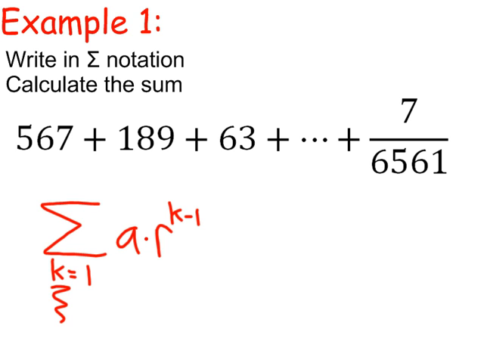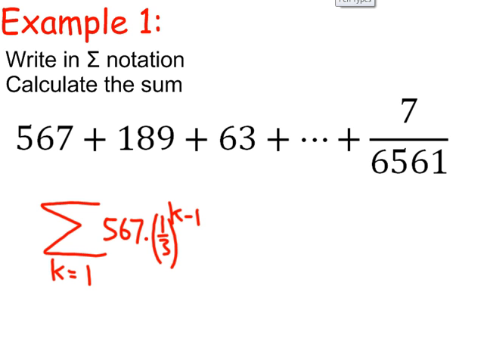All right, so what is a in this case? Well, a is the first term in the series, so a is going to be the 567 in this case. So let me erase a and put 567. What is r? Well, the series is getting smaller. I'm multiplying by a fraction less than 1, and it doesn't take too long to determine that r is 1/3 here.